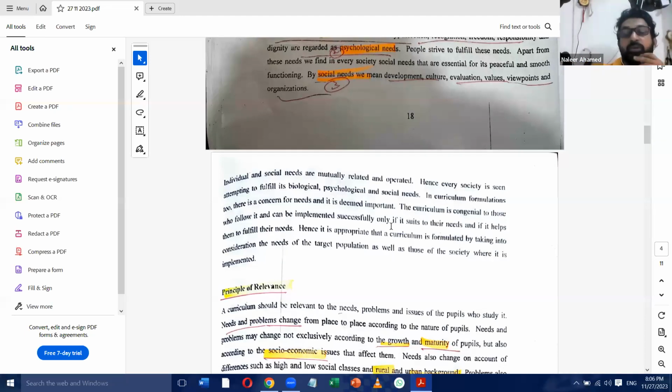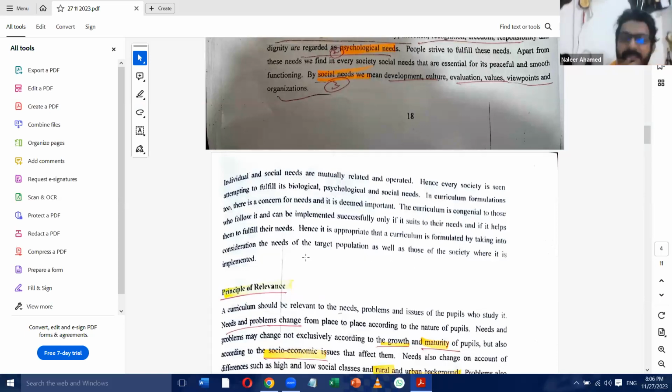In curriculum formulation, too, there is a concern for needs and it is deemed important. The curriculum is organized so that it is congenial to those who follow it and can be implemented successfully, only if it suits their needs and helps them fulfill their needs. Hence, it is appropriate that a curriculum is formulated by taking into consideration the needs of the target population as well as those of the society where it is implemented.